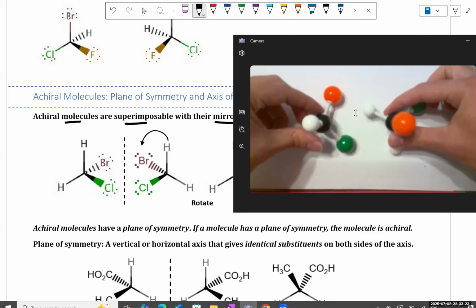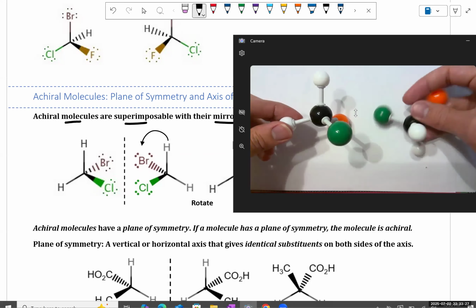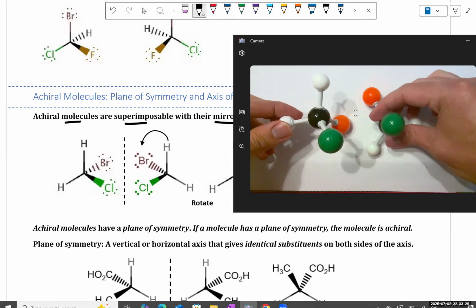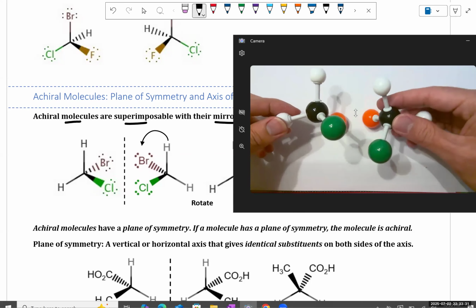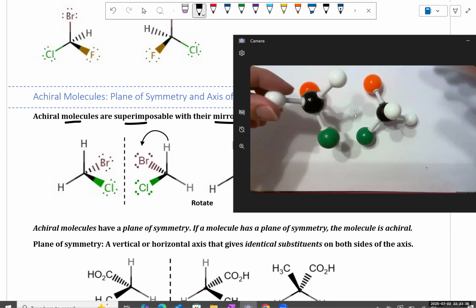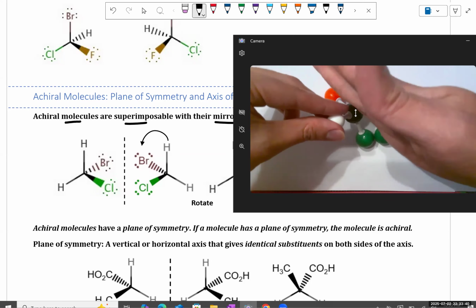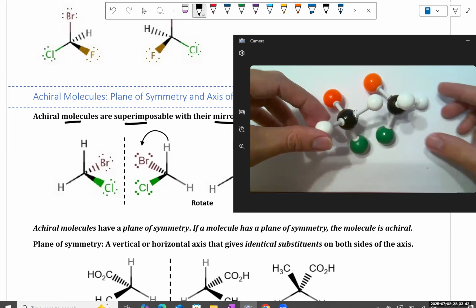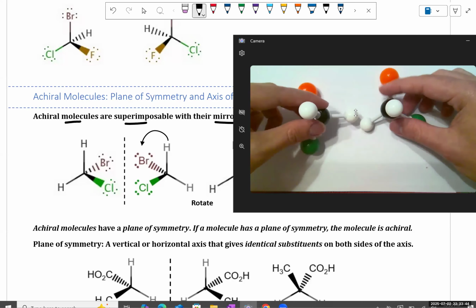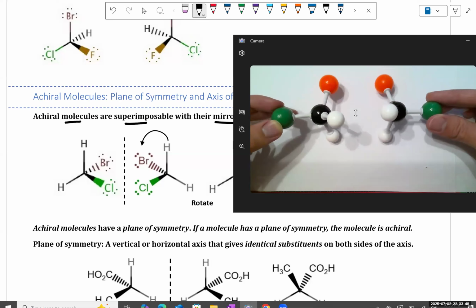So here is a model. In the first case, the chlorine is wedged. In the second case, the chlorine is wedged and the bromine is dashed. These two compounds are identical. This molecule contains a clear plane of symmetry, splitting the molecule in half. As you can see, each side of the plane of symmetry is identical. We can also prove this by virtue of the fact that these two molecules are the same molecule.